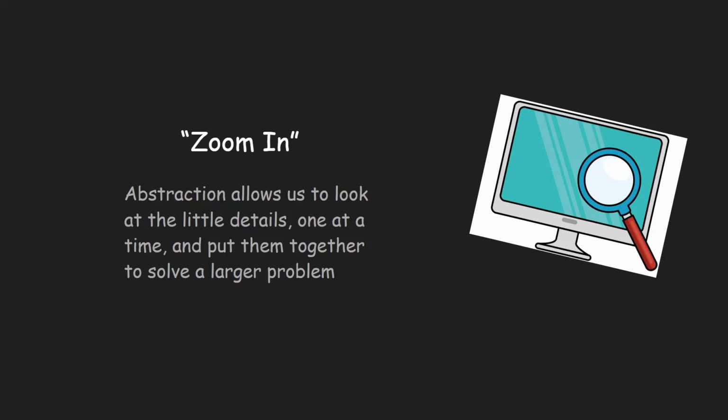Abstraction is the process of making something that is really complex and zooming in to make it more understandable and looking at the small details. You can then zoom out until all the details come together and you can see the full picture.